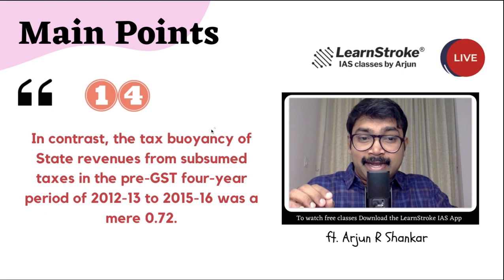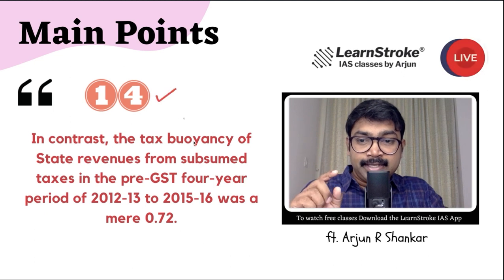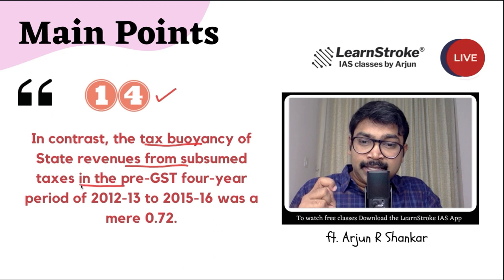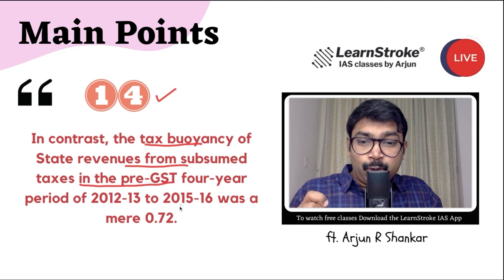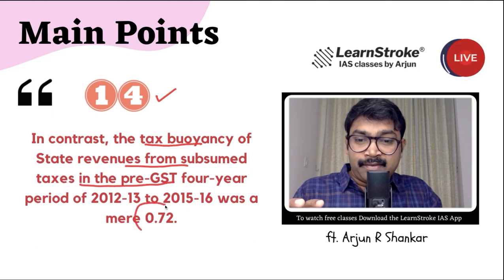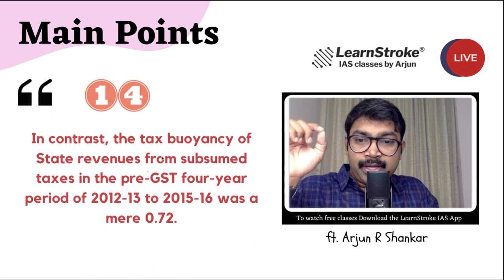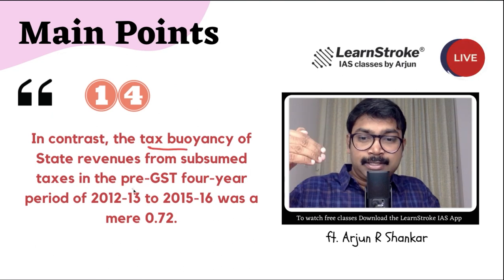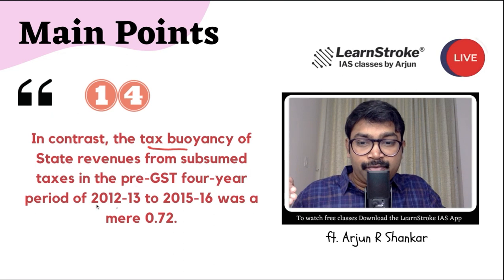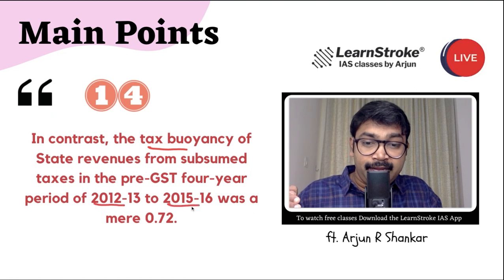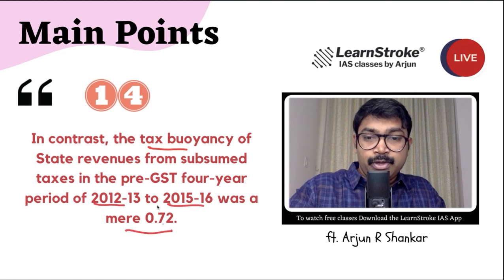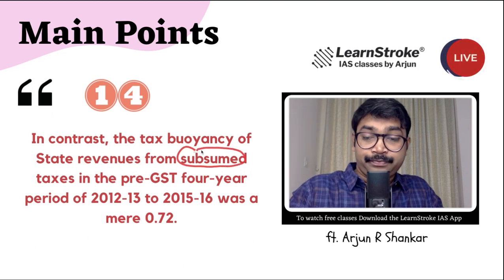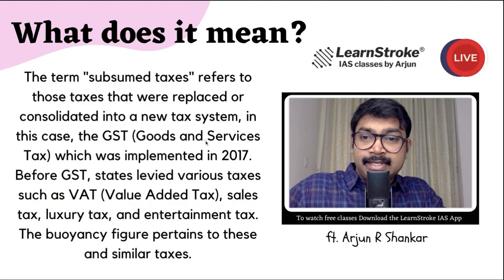So next is this concept of the 14th point, which is clearly saying the tax buoyancy of state revenues from subsumed taxes in the pre-GST 4-year period to 2016 was a mere 0.72. So what is this concept of subsumed taxes? Let's understand this.